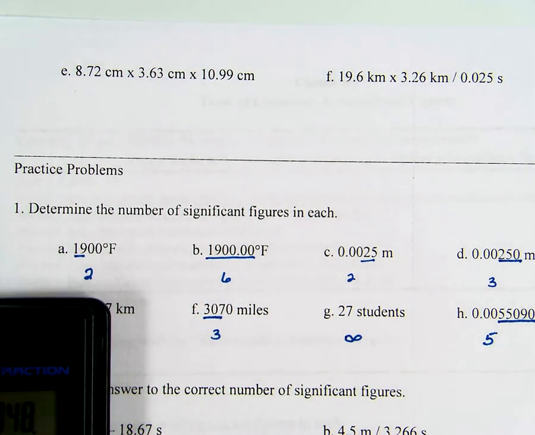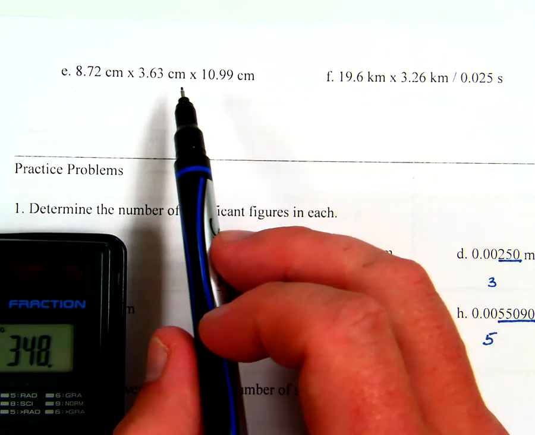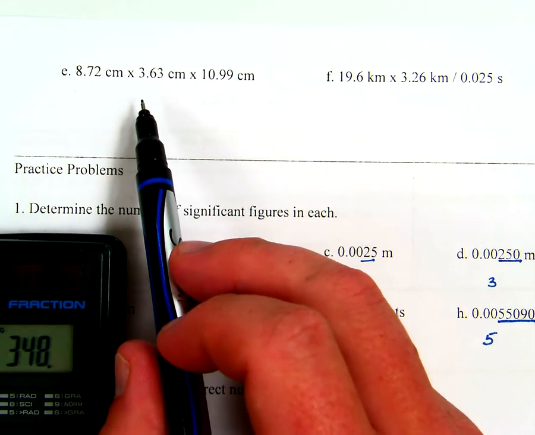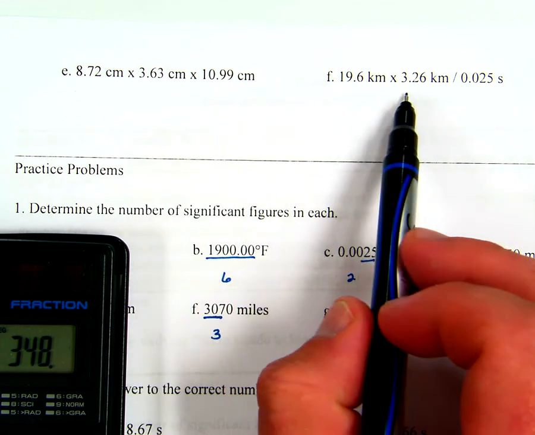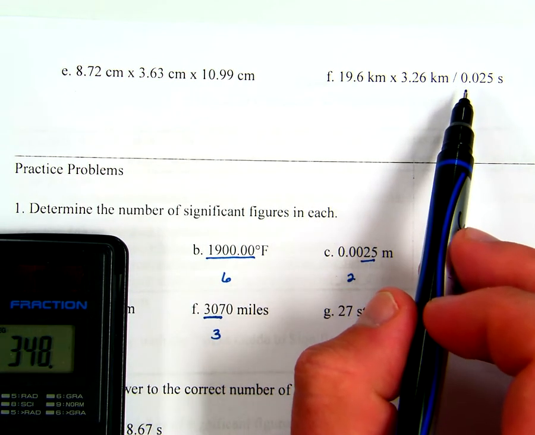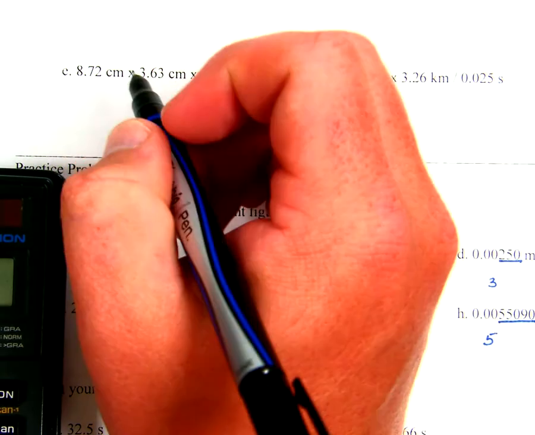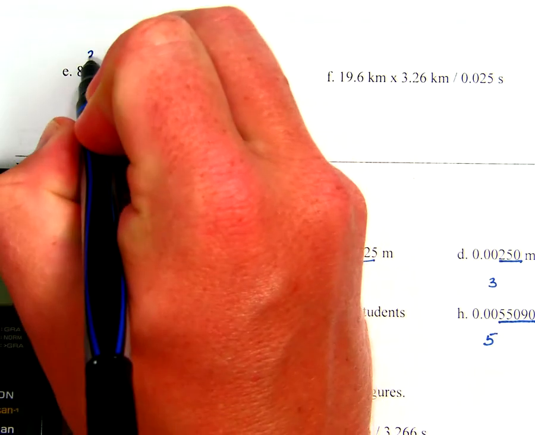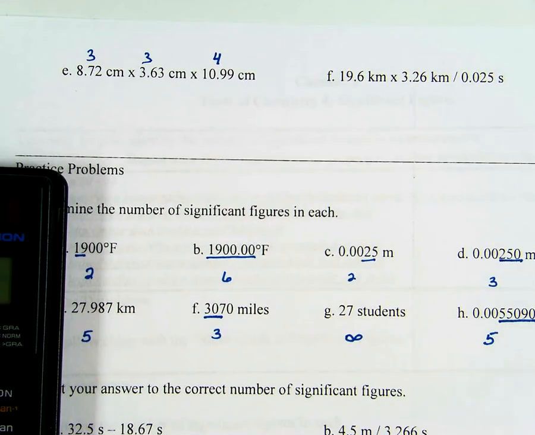These are really the same things we were just doing. They just have 2 different calculations. The first one, it's both multiplication. The second one, it's both multiplication and division. You don't need to change your rules any because it's all the same rules. So on E, just looking at the number of sig figs, I have 3 sig figs, 3 sig figs, and 4 sig figs. So my answer will contain 3 sig figs, the fewest number.